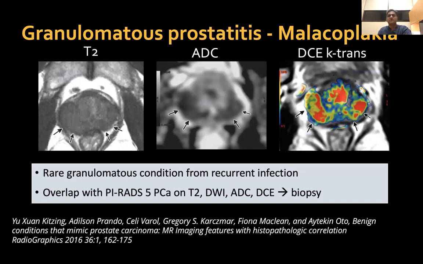And another form of granulomatous prostatitis is malakoplakia, which is a rare granulomatous condition from a recurrent infection. And it's not something that can be diagnosed simply on imaging. It's something you need to biopsy to make the diagnosis.